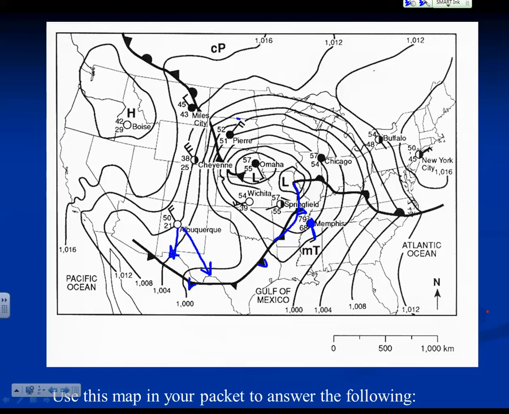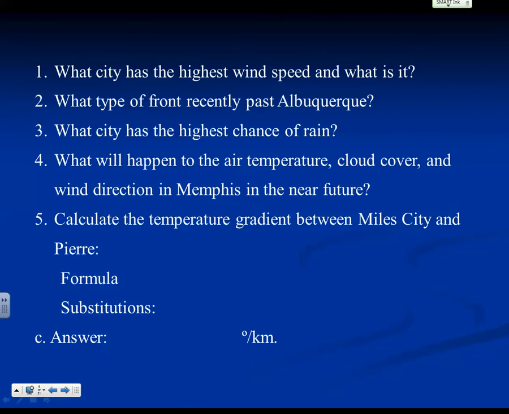So I'd say after it passes, if we look at some of these stations back here, you can see the wind switches around from a southerly direction to a more westerly direction. And the skies start to clear. Temperature, because it's a cold front, should drop. And we see 79 in Memphis before, and 57 in Springfield, and 54 in Wichita after. So if I was to make a forecast in the future, I would say that the air temperature is going to drop, the cloud cover is going to decrease or get more clear, and the wind direction is going to shift from the south to the west. And that would be a decent forecast for those three weather variables.